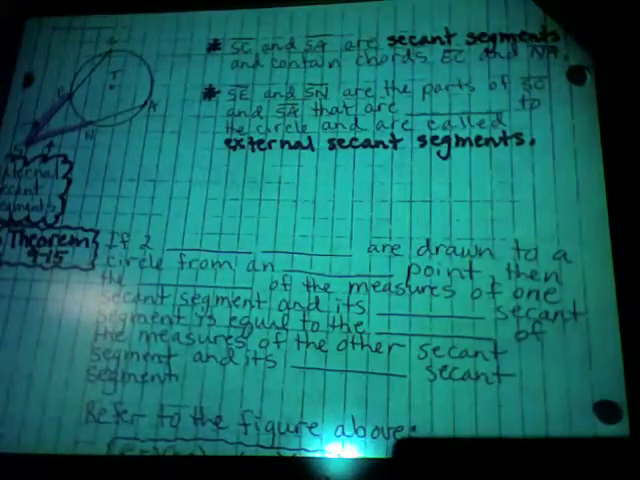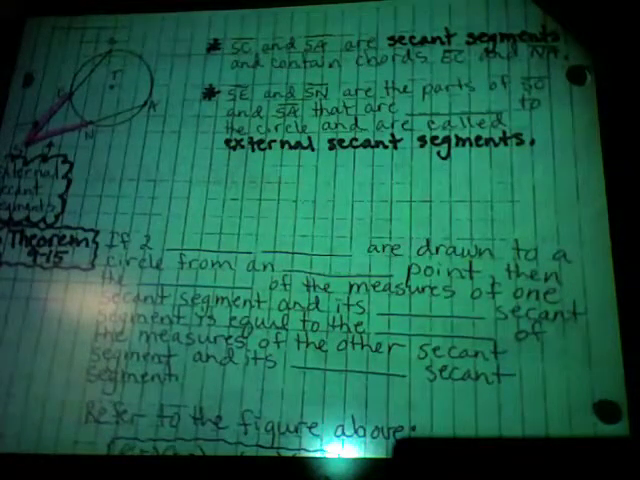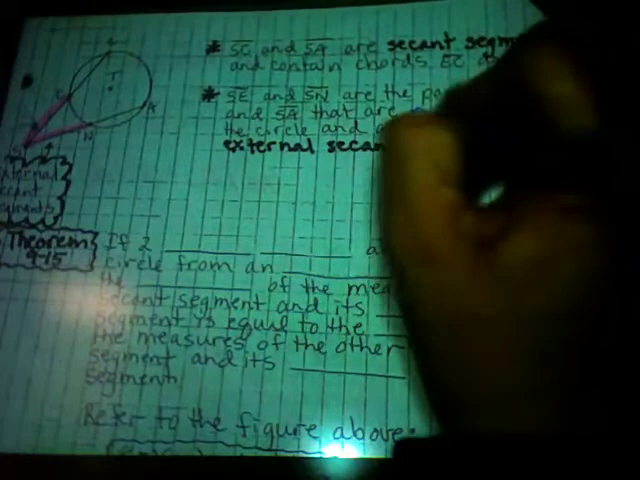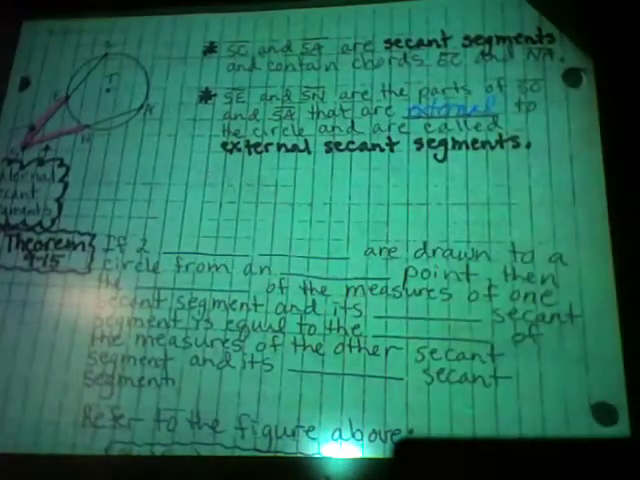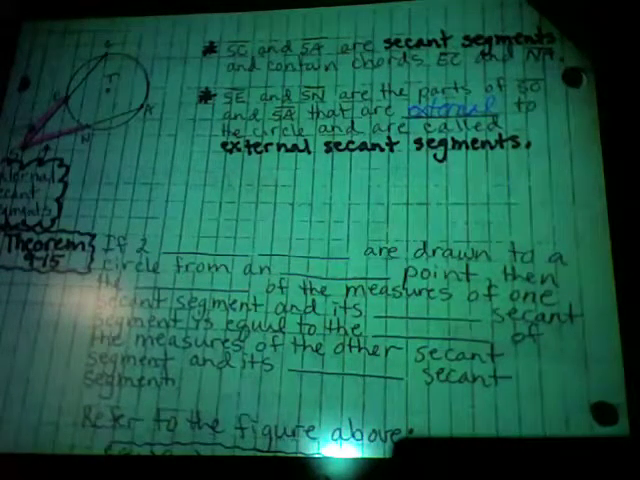Do not mistake those as tangents. Remember, tangents that meet at an external point outside of the circle are equal. Well, these are not created by tangent segments, so they're not equal necessarily. They could be, but they're not necessarily equal. So these segments, SE and SN, are the parts of the whole secant segments that are external to the circle and are called external secant segments. So what do you do with them?